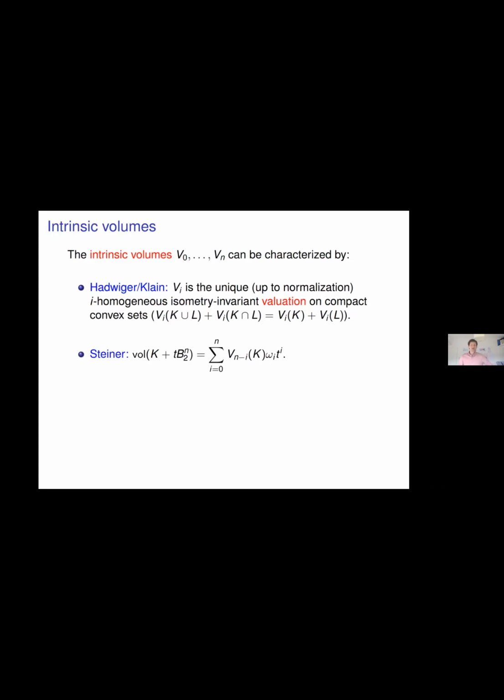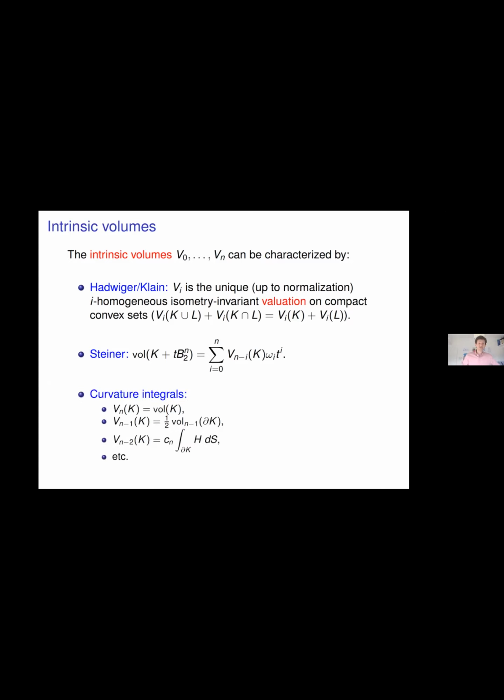And these also appear in the Steiner formula. This is the convex geometry counterpart of the Weyl tube formula that I alluded to earlier, that if I look at K and I look at the parallel body, that is I blow it up a bit by adding a multiple of the Euclidean ball, then I get something which is a polynomial in the radius of the ball here, and these intrinsic volumes show up as coefficients there.